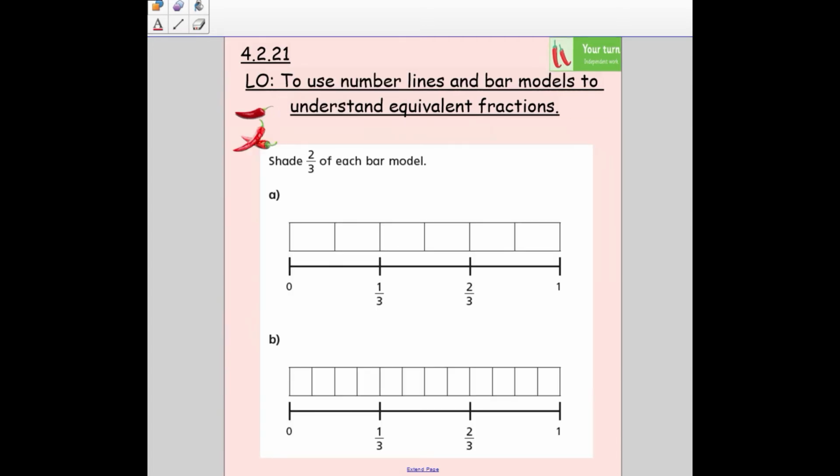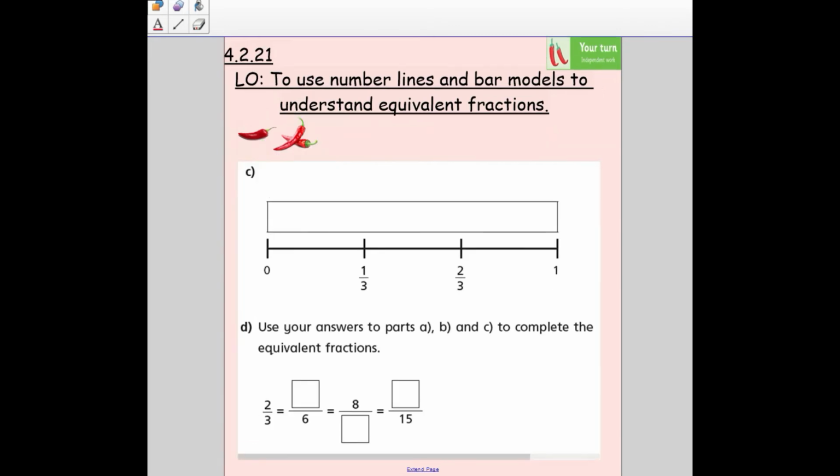This question is for chilli 1 or 2. It says shade 2/3 of each bar model. You've got A and B. Pause the video and have a go now. And then you've got C. It says use your answers to part A, B and C to complete the equivalent fractions. 2/3 is the same as how many 6ths, is the same as 8 what, is the same as so many 15ths. Pause the video and have a go now.